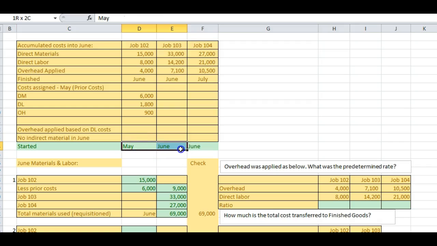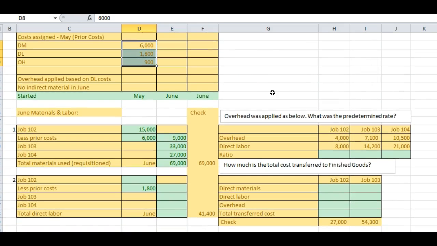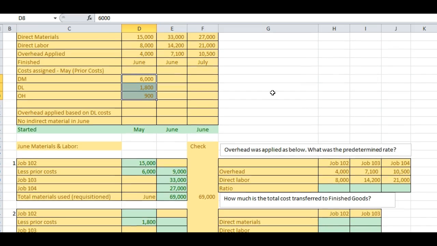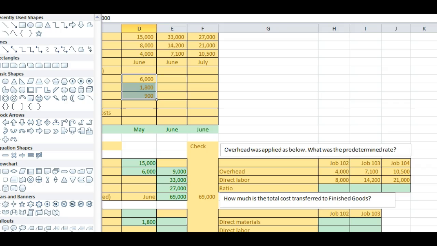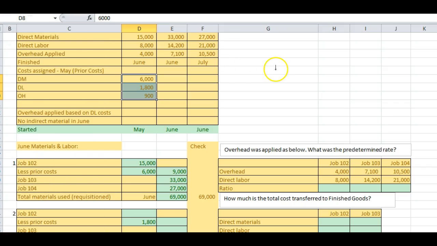This tells you when they were started, and that's important information because some of the costs for 102 occurred in May. Now, the very first thing that you need to calculate is they want to know what is the materials usage for just June. And let me write that out so you've got it. What is June materials usage?